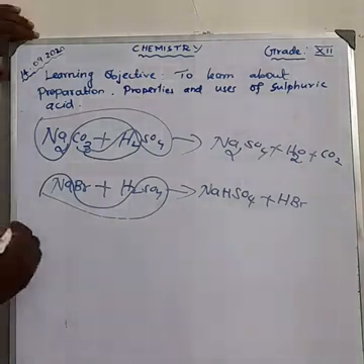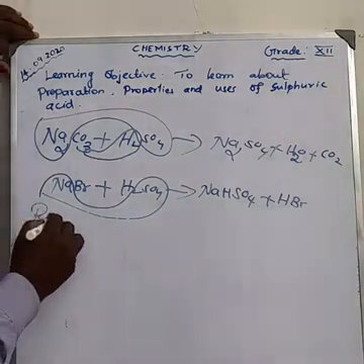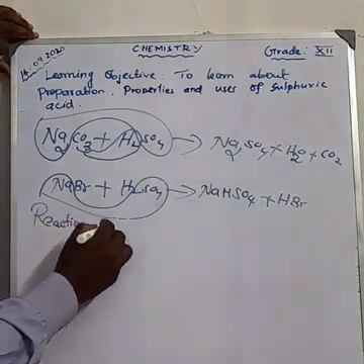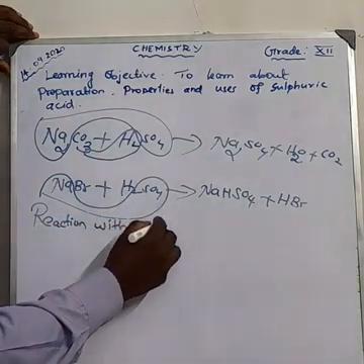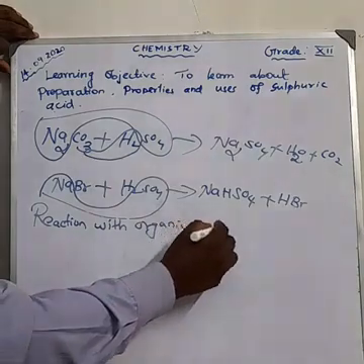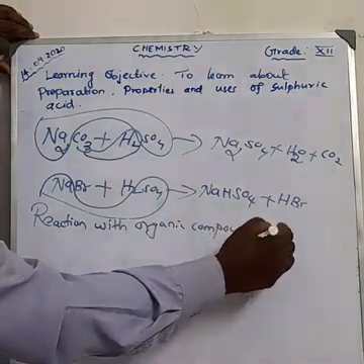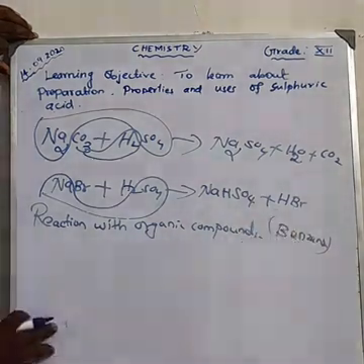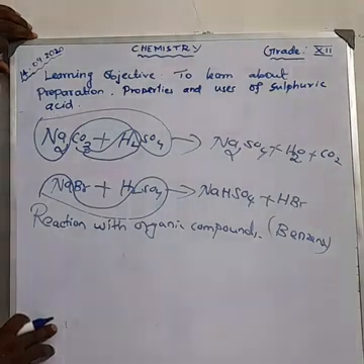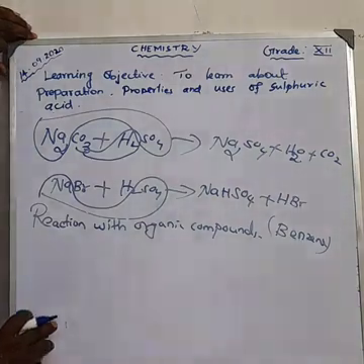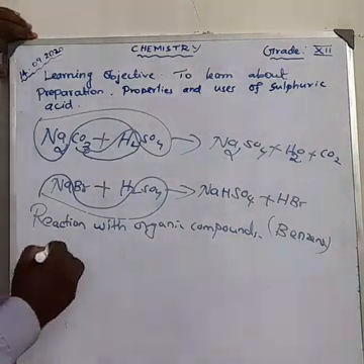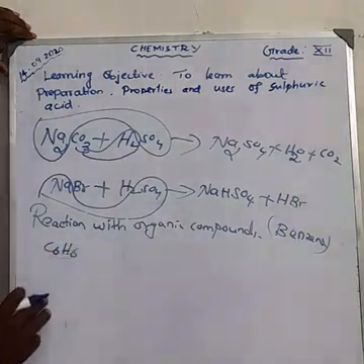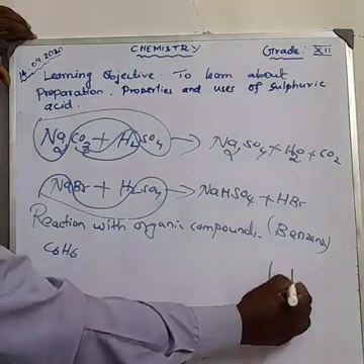Next, reaction with organic compounds. Here we are taking the hydrocarbon benzene. Benzene reacts with sulfuric acid. We get benzene sulfonic acid. What is the formula for benzene? C6H6. This is the structural form of benzene.